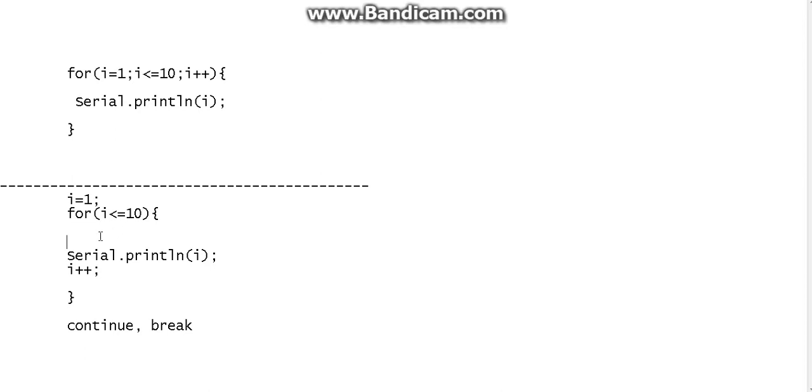So let's try this out. What is the user saying? If I reach number 5, I don't want the value 5 to be printed. So I need to skip it. What I will do is write an if condition first. If number 5 is there, please skip it. If I is equal to 5, please skip it.